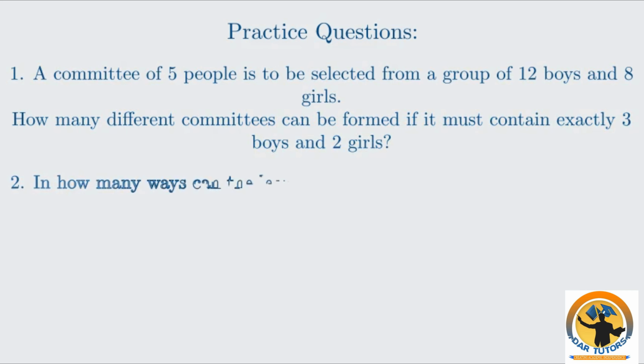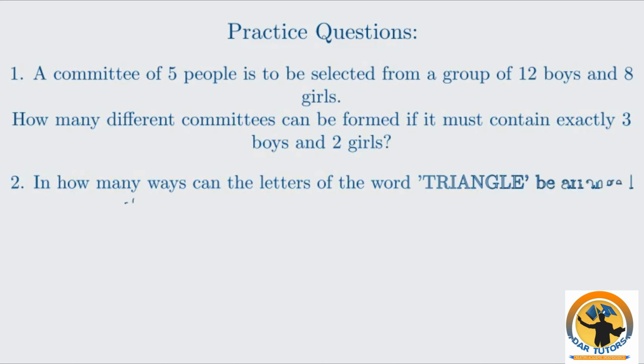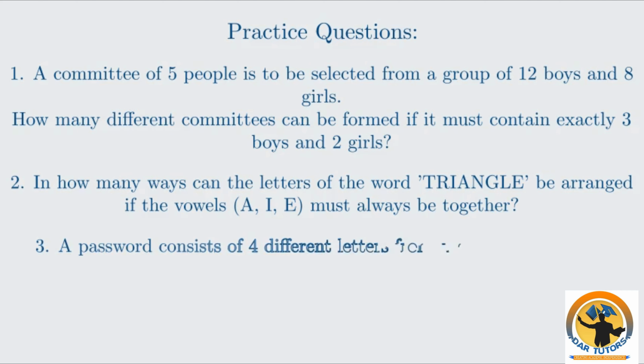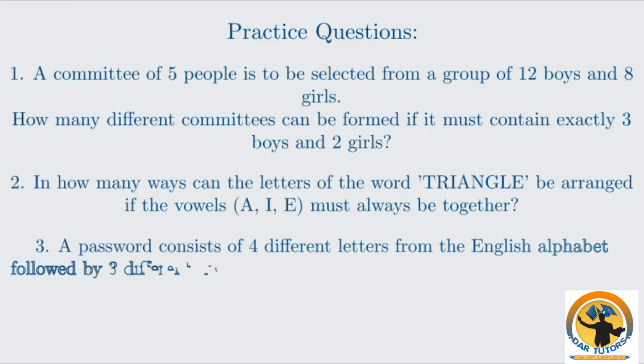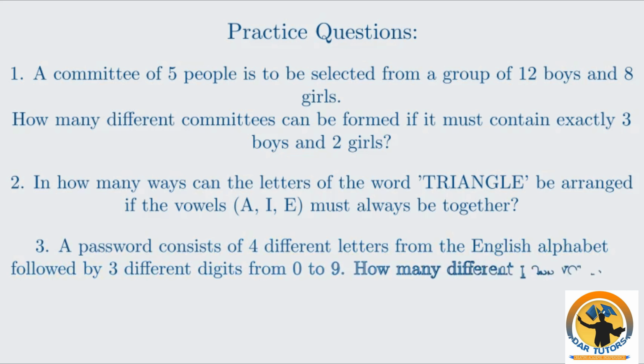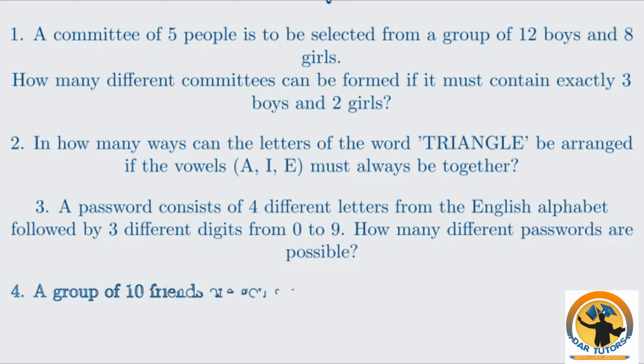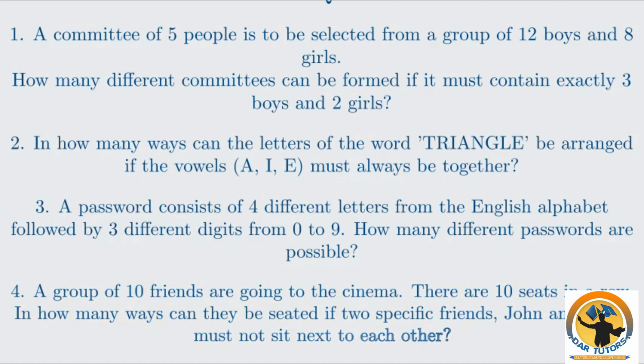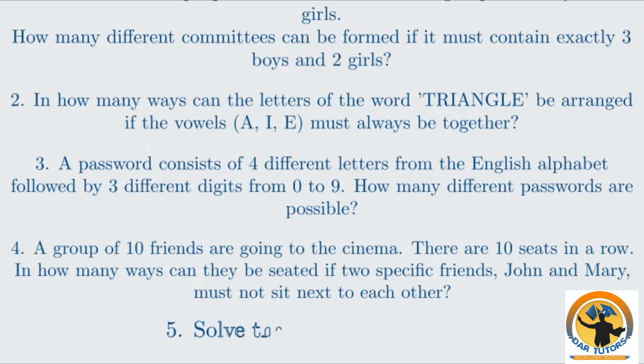Question 2. In how many ways can the letters of the word triangle be arranged if the vowels A, I, E must always be together? Question 3. A password consists of 4 different letters from the English alphabet, followed by 3 different digits from 0 to 9. How many different passwords are possible? Question 4. A group of 10 friends are going to the cinema. There are 10 seats in a row. In how many ways can they be seated if 2 specific friends, John and Mary, must not sit next to each other? Question 5. Solve the equation nP2 equals 72.